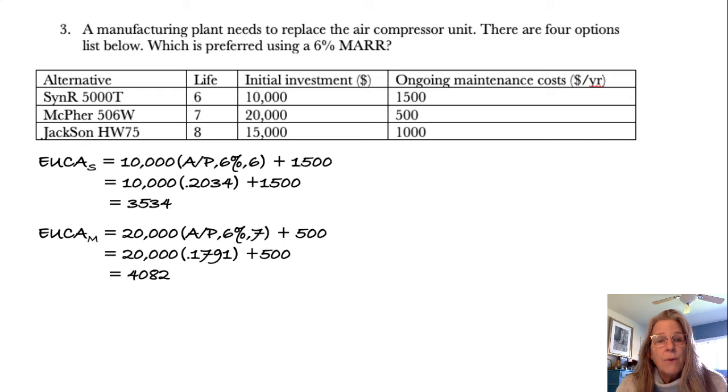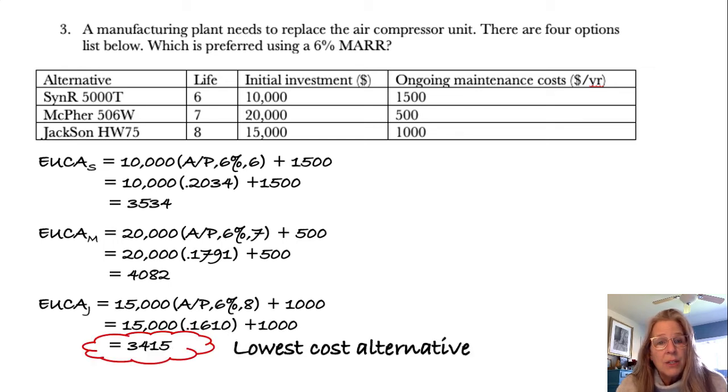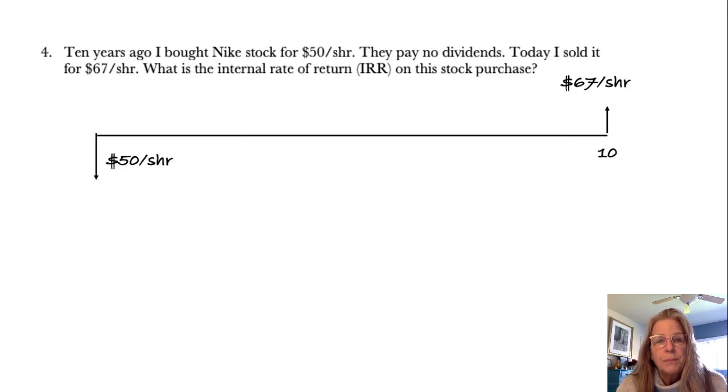So then I get 4,082. The next one, I'm going to be taking the initial cost of 15,000 and spreading it over 8 years, and then also adding the A value that's already given of $1,000, and that gets 3,415. And what I'd like to do is look for the lowest cost alternative. So I would say we're going to choose the Jackson HW75.